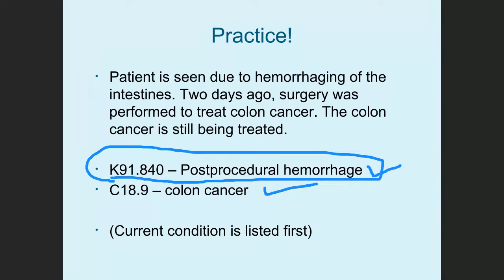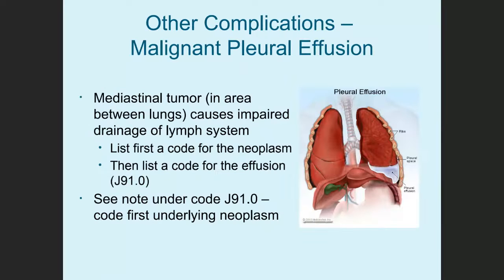So that's why it's listed first. So other complications, lots of other possible complications. One is malignant pleural effusion. So there's a tumor in the mediastinum, the area between the lungs. It interferes with the drainage of the lymph system, and so fluid accumulates. So list first a code for the neoplasm and then a code for the effusion.